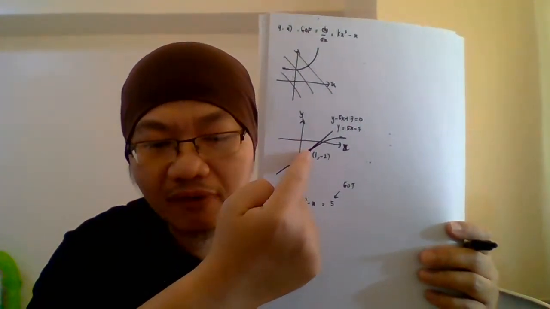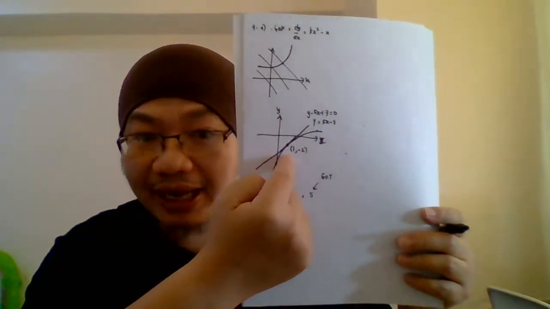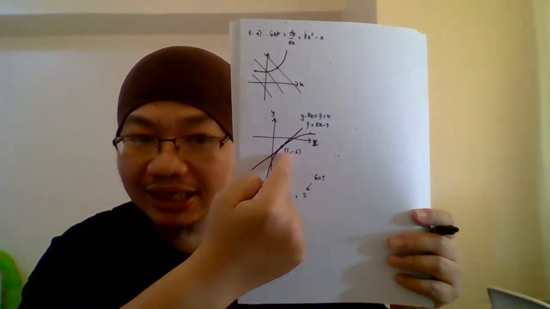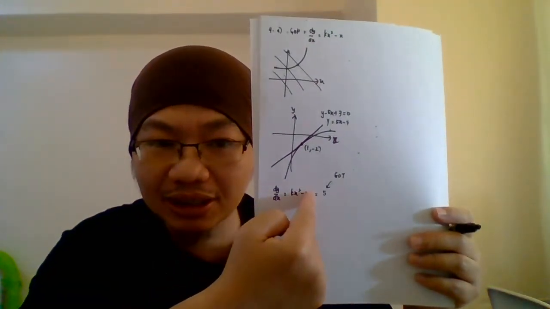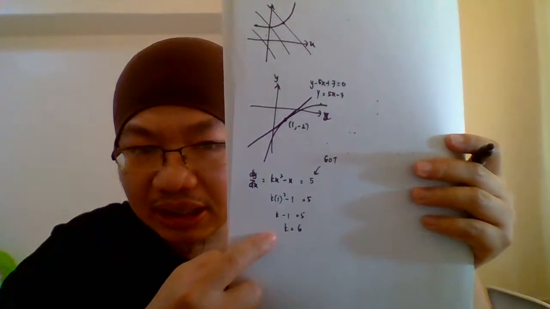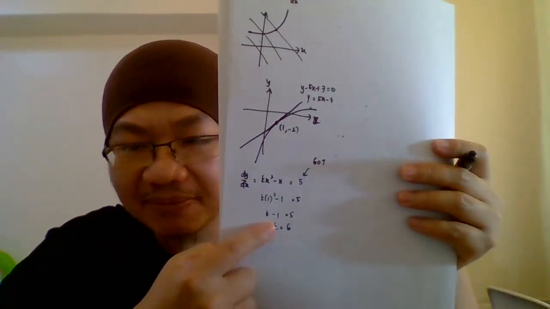Now look at here, the point of intersection between the tangent to the curve and the straight line here is (1, 2). Look at here, we got x equals to 1. Substitute 1 here, so we can find k. So k(1 squared) minus 1 equals to 5. k minus 1 equals to 5. k equals to 6. Very straightforward. Okay, k equals to 6. Please double check the calculation. Now update your dy/dx.